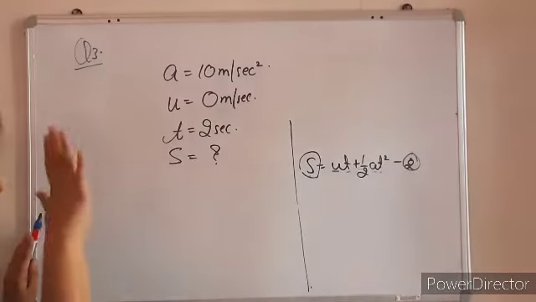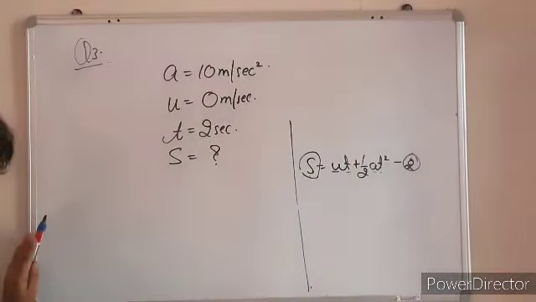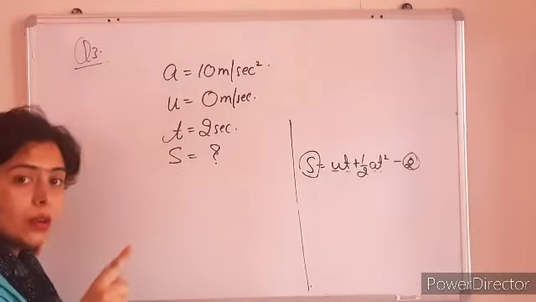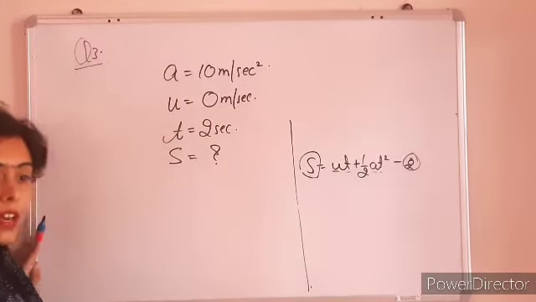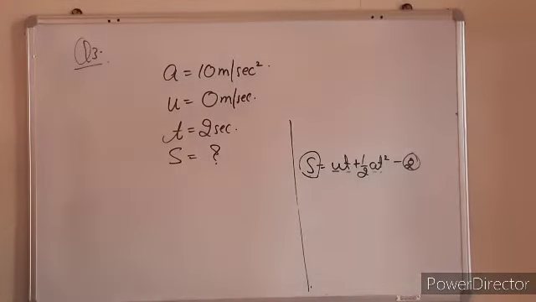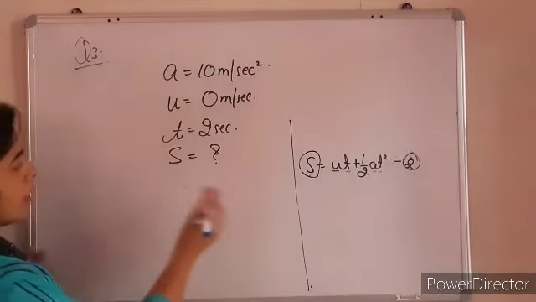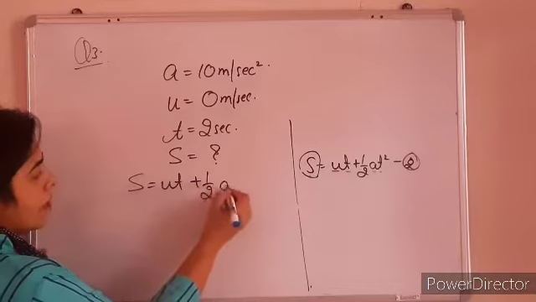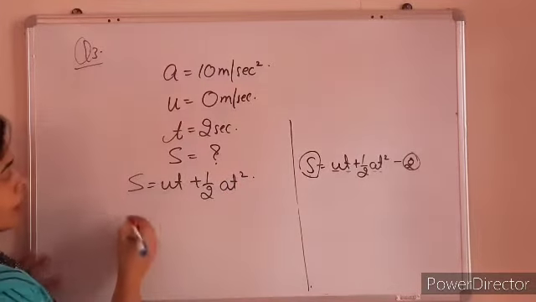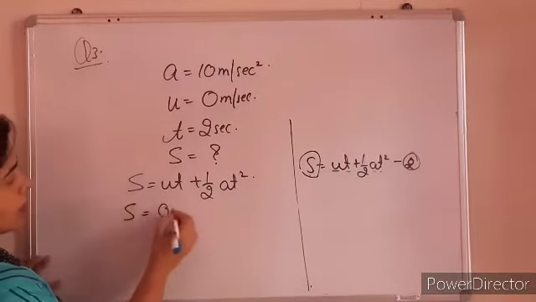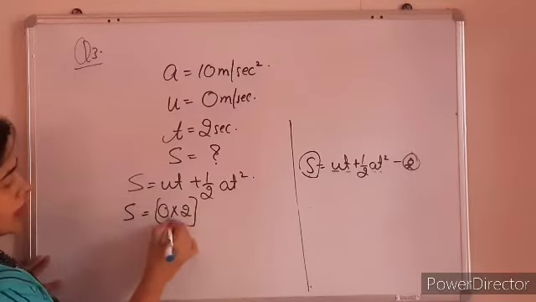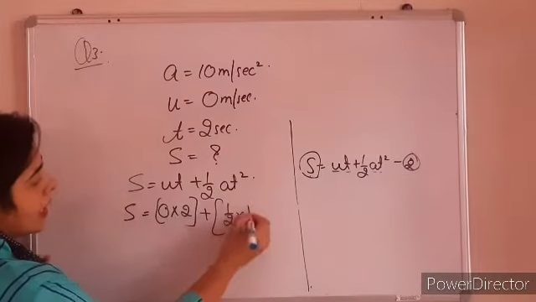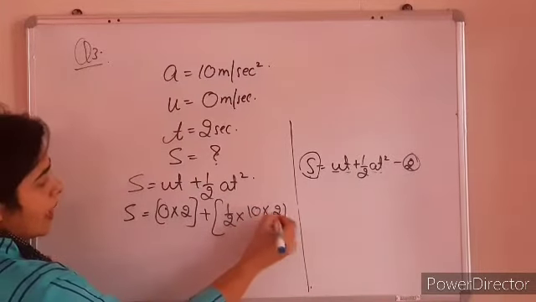Fine. First write down the formulas, the 3 equations. Then pick the formula in which only one thing is unknown and the rest are all known. We will apply that formula. So we write here S is equal to UT plus half AT square. So S is equal to, the value of U is 0, T is 2. This is UT, put it in bracket, plus half, A is 10, T is 2, and its square.